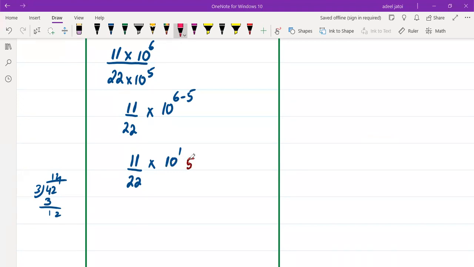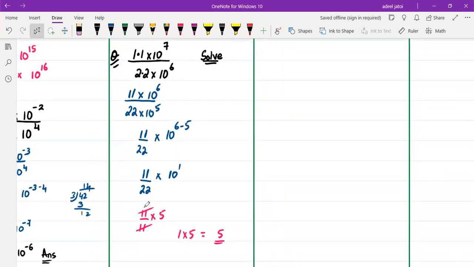2 5s are 10 and 2 11s are 22. When multiplied, it can also be divided, right? So the answer will be 11 upon 11 multiplied by 5. So 11 and 11 are also cancelled. You're left with what? 1 into 5. So your answer for this will be only 5. So if you see that when the question clearly says solve, your answer will only be a number itself.